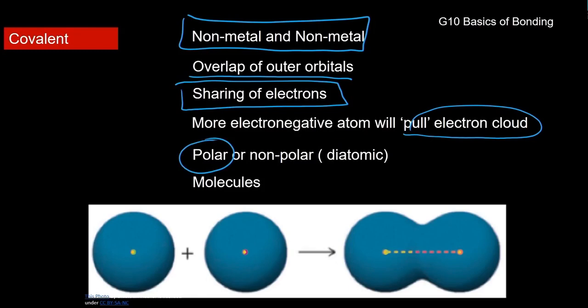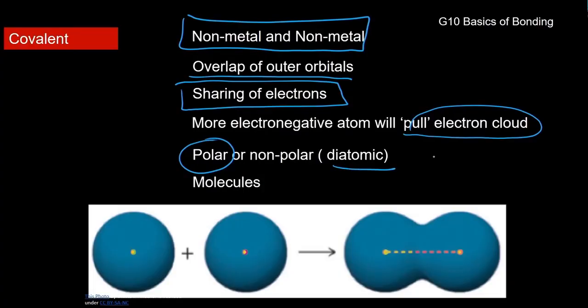Non-polar molecules normally happen when we have atoms that are the same. So we have atoms that like being with one another. They are called diatomic molecules. That would be something like hydrogen and hydrogen. Hydrogen and hydrogen like being together. It forms diatomic hydrogen. Oxygen is another one, oxygen and oxygen, and we get diatomic oxygen. The result of this is called a molecule. So when we have covalent bonding, it's called a molecule.